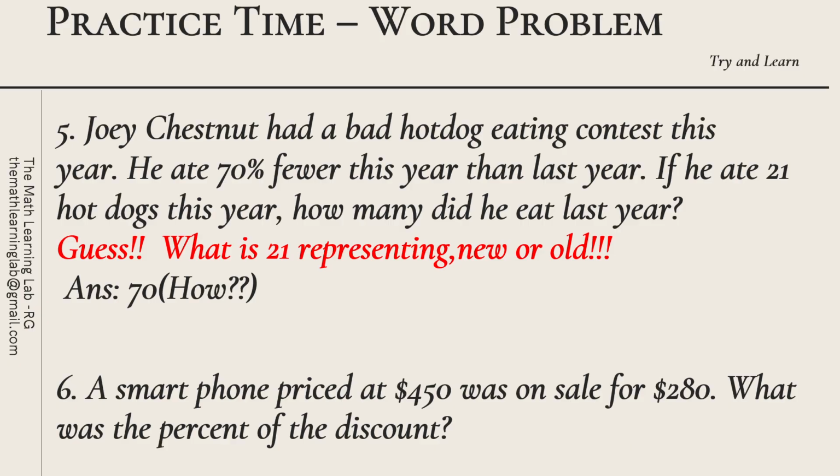Joey Chestnut had a bad hot dog eating contest this year. He ate 70% fewer this year than last year. If he ate 21 hot dogs this year, how many did he eat last year? So think whether it's a markup or markdown. What is 21 representing, new or old? And you have your equation, then you can work on it.